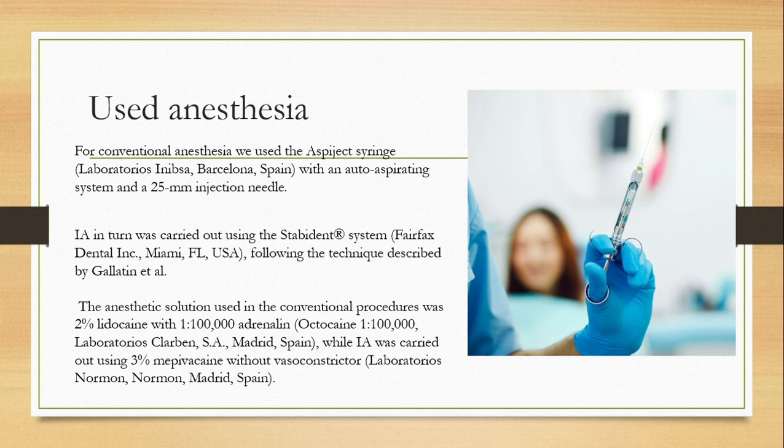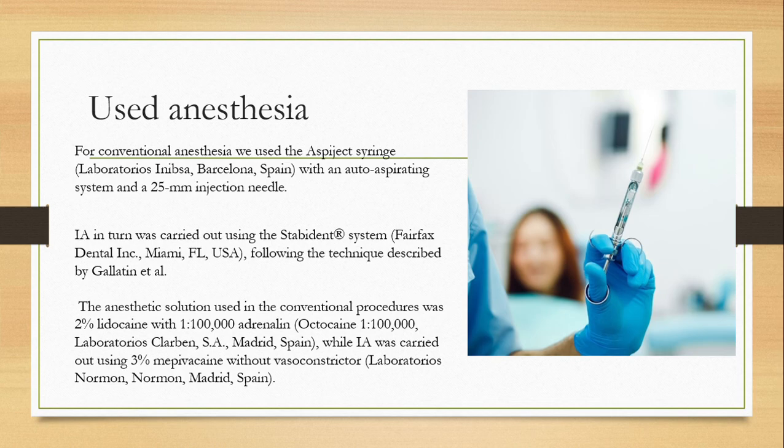The anesthetic types used. First of all, for conventional anesthesia, a Spirocheck syringe made by Laboratorios Inibsa, Barcelona, Spain, was used, with an auto-aspirating system and a 25mm injection needle. IA was carried out using the Stabident system, Fairfax Dental Inc., Miami, Florida, USA, following the technique described by Galindo.